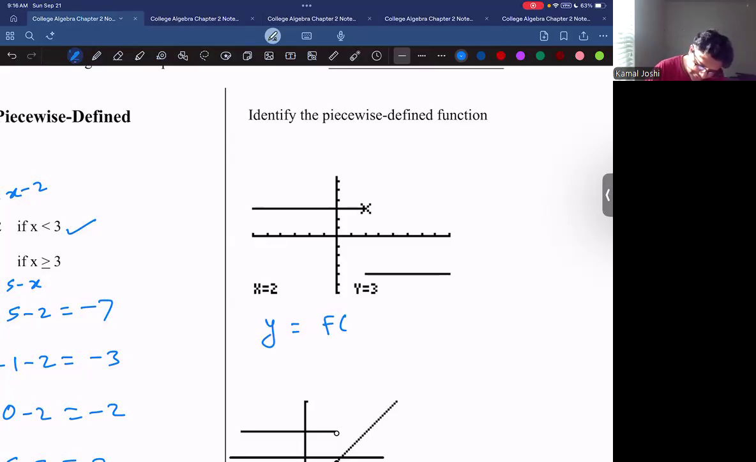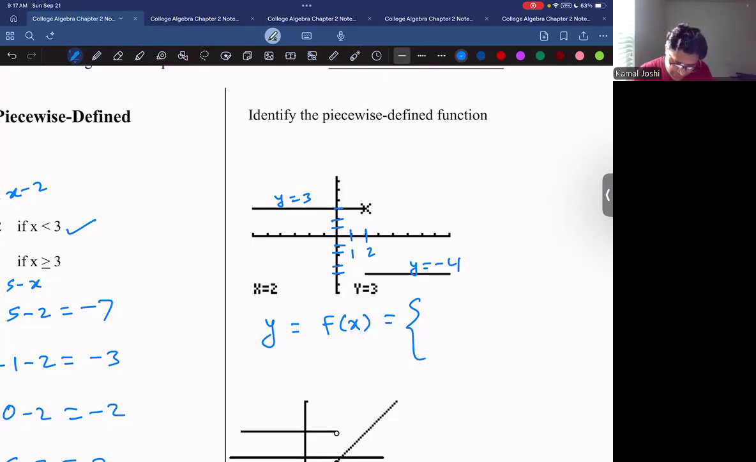Y equals f of x equals two things. I'm going to read this coordinate here as 2. Okay, this is 1, that's 2. And here it's 1, 2, 3. Okay, so that line is y equal to 3. And here is 1, 2, 3, 4. That is y equals minus 4.